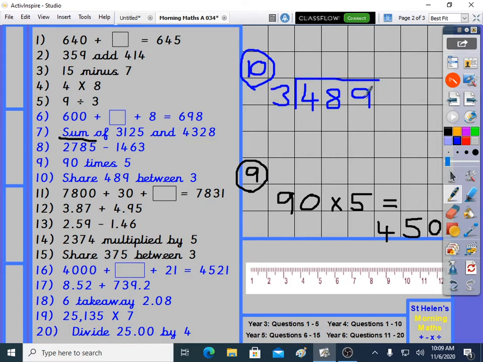What do these digits add up to? 9 plus 8 is 17, to add up to 21. That's in the 3 times tables. So this will work. How many 3's in 4? 3 can fit into 4 once, which makes 3, remainder 1.